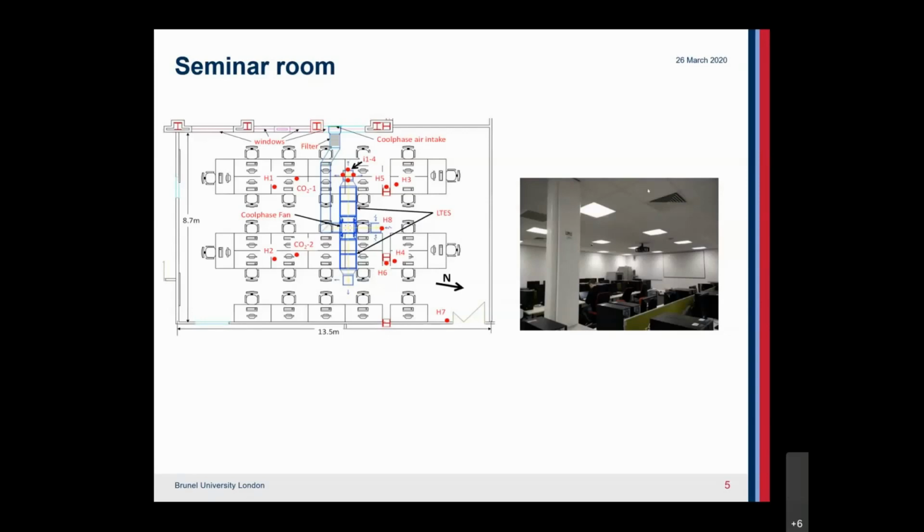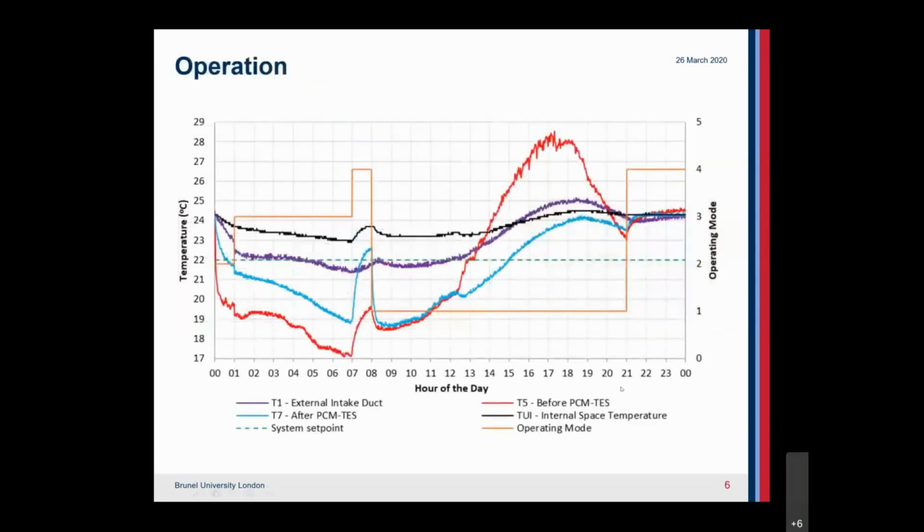And it is not moving. It has moved now, where there is a graph to describe the operation of the system. The amber line is the operational modes, and the system set point is the green dashed line, and the rest is the temperature, with the black being the temperature within the room.